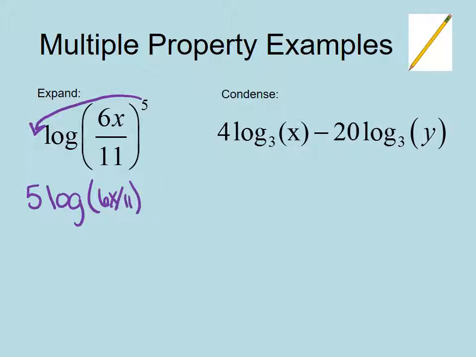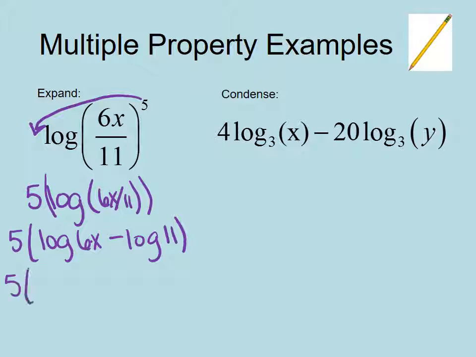Next, we have division. Division becomes subtraction. Now remember, this 5 is affecting all of it, so we want to keep that 5 in front of everything. So we have the common log of 6x minus the common log of 11. Now I also have a 6x here. Well, that's considered multiplication. So now I want to expand and change it to the common log of 6 plus the common log of x minus the common log of 11. So there should be no multiplying, no dividing, and no exponents remaining when you're completely done.